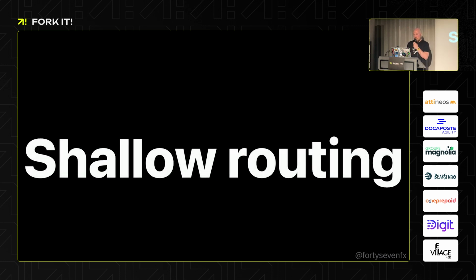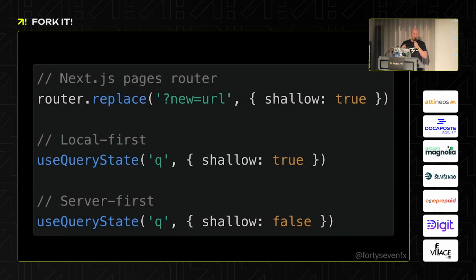Shallow routing was an API where we could change the URL in the browser's address bar without calling the server. A local first approach, essentially. And Next has this concept in the pages router, so the previous way we were doing things, by using this shallow option here.